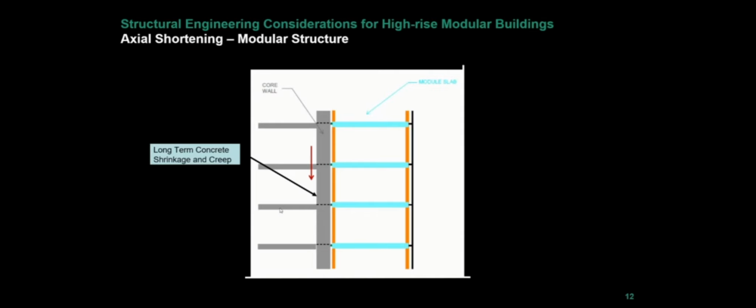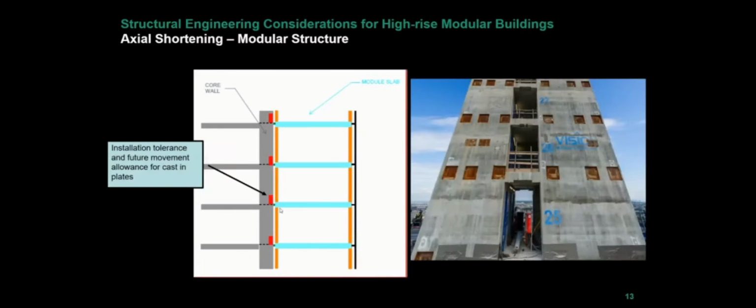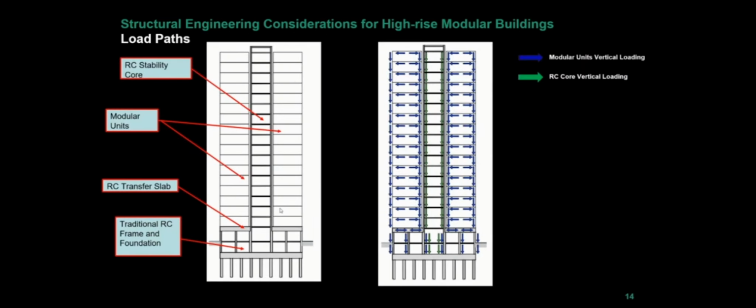And then you have long-term continuous movement of the core, because steel will instantly elastically shorten as the modules go in, but the concrete core will continue to shrink downwards due to shrinkage of concrete and creep. So you have to allow for that movement, and you don't want the load or weight of the core being transferred into the modular units. So in the FE model, those movement connections need to be picked up, so you can calculate the correct forces in the core walls. So the plates themselves, just go back to the previous slide for a second.